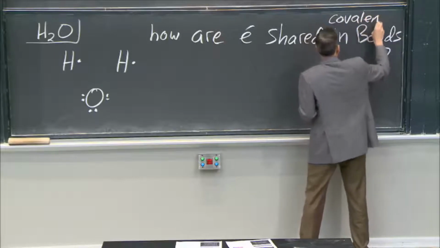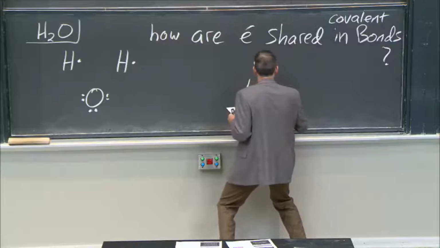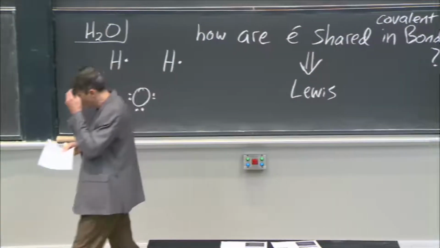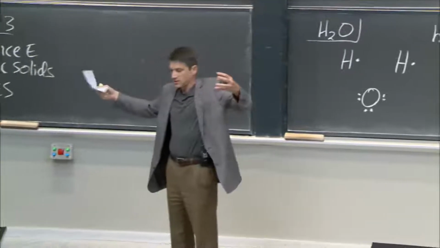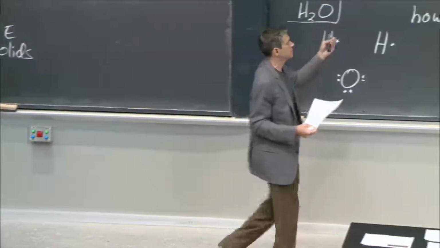Covalent bonds, and that is where Lewis will help. How do I take these valence configurations of electrons and make a molecule with these kinds of sharing bonds in it?